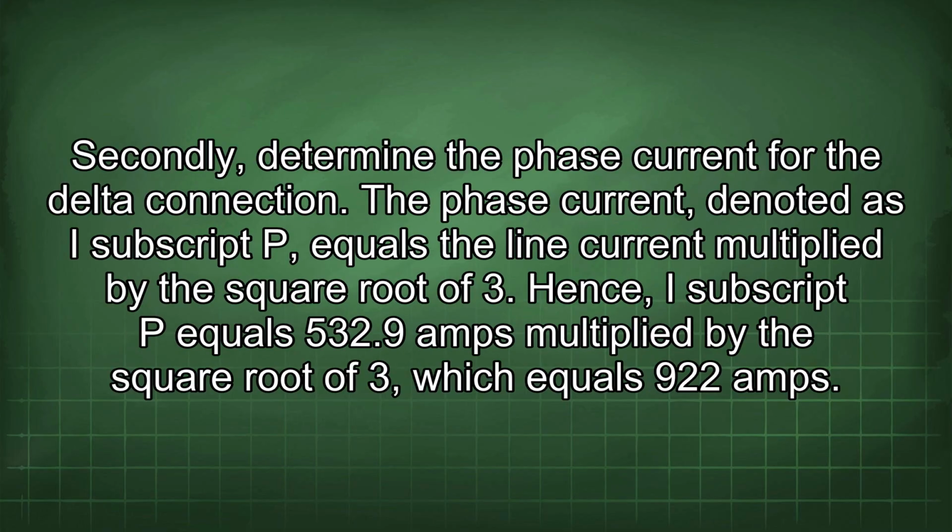Secondly, determine the phase current for the Delta connection. The phase current, denoted as I subscript P, equals the line current multiplied by the square root of 3. Hence, I subscript P equals 532.9 amps multiplied by the square root of 3, which equals 922 amps.